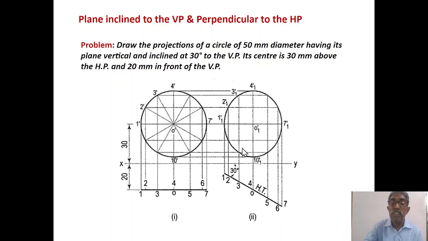Let us see when the plane is inclined to both planes, what happens to the figure. Obviously it will be reduced in both directions, vertically as well as horizontally, when the plane is inclined to both the horizontal plane and the vertical plane. That we will see in the next video. Okay.